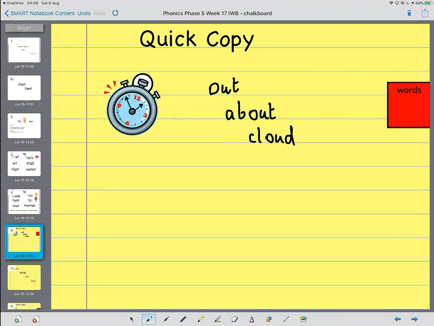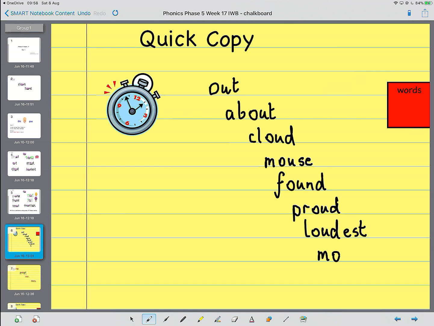Next one is mouse. M, ow, s, that weird s with the e on the end. One, two, three, four, five. Next one, found. Ow, d. Found. Next word, proud. P, r, ow, d. One, two, three, four, five. Next one, loud. L, ow, d, est. One, two, three, four, five. And last one, mountain. M, ow, n, t, a, i, n. Mountain. One, two, three, four, five.